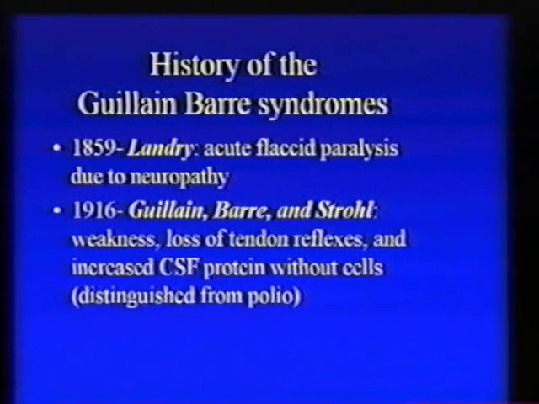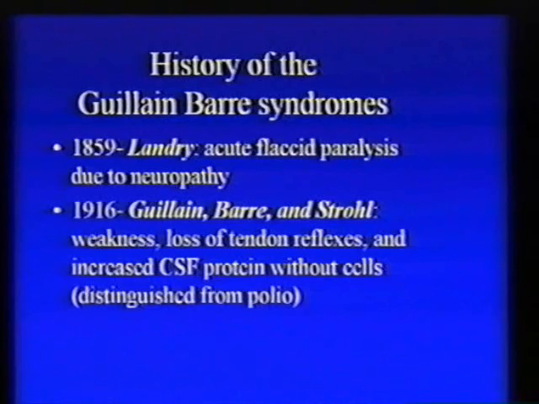The real definition of the syndrome came in 1916 in a series of French soldiers who came out of a trench warfare setting in World War I, and were described by Guillain, Maurice Barré, and André Strohl. And they identified what they called a triad of weakness of muscles, loss of tendon reflexes, and high spinal fluid protein without cells. And that was an important aspect at the time because the real paralytic disease that was around in 1916 was, of course, polio.